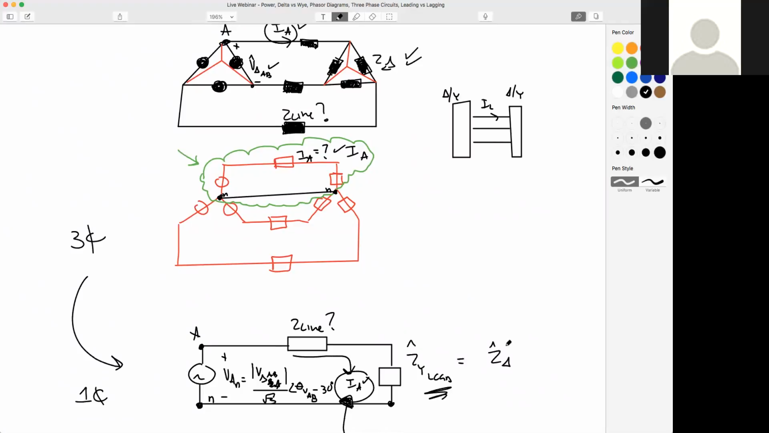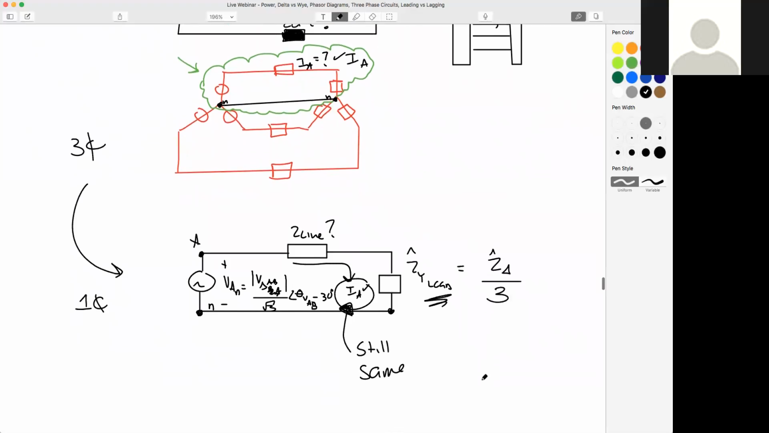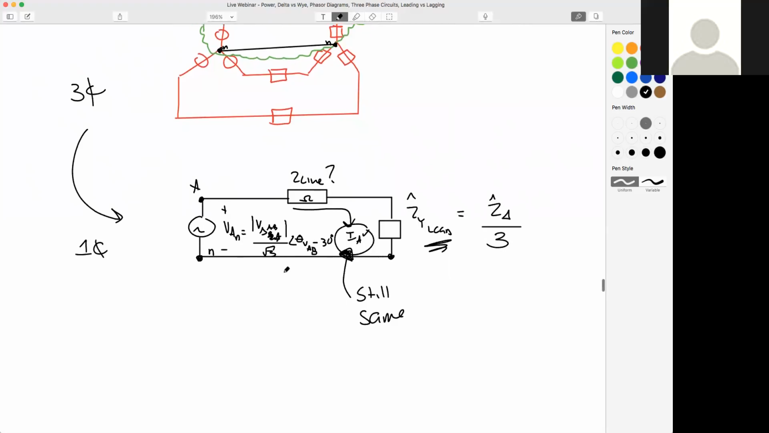Mary said delta divided by 3. Kahina said delta divided by 3. Perfect. And Zach J said Y phase load impedance equals Z delta divided by 3. Fantastic. Great. So how do we find this guy right here? How do we find the ohms of our line impedance?